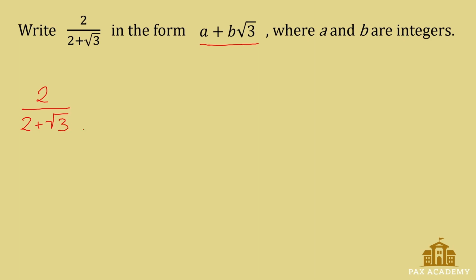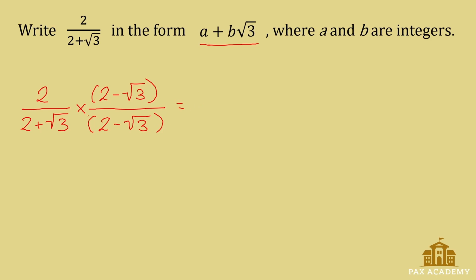So when we're confronted with this scenario, what we need to do is multiply each term by the denominator, but we need to change the sign. So this means that the 2 we need to multiply by 2 minus the square root of 3. Okay? And same goes for the other term. So this denominator we need to multiply by itself, but changing the sign. So 2 minus the square root of 3.